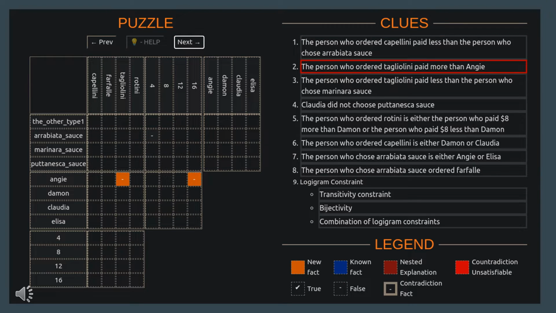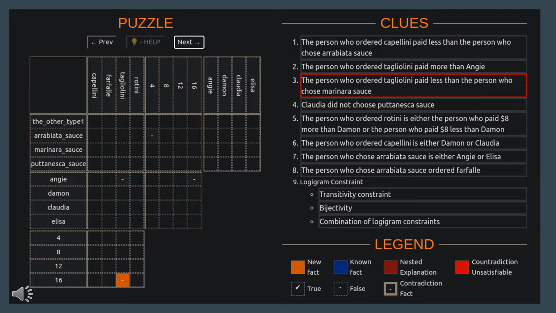Now, the second clue says that someone who ordered tagliolini paid more than Angie. And this is a bijective relation. So what does it mean? This means that Angie is not the one who got tagliolini. And one more thing we can find is that Angie cannot be the one paying the highest value of 16 because someone else paid more than her.